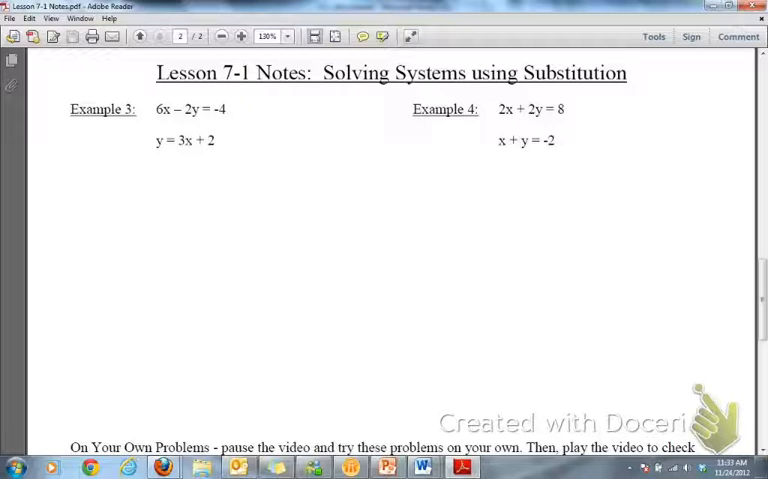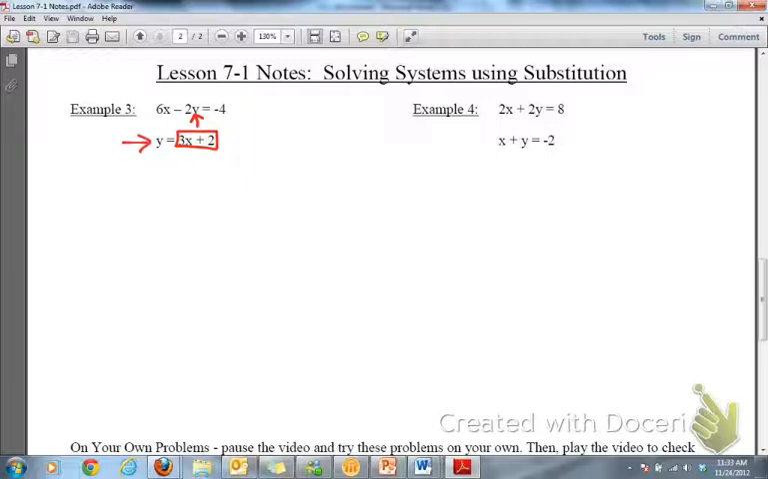Okay, so in example number 3, we have these two equations, 6x minus 2y equals negative 4, and y equals 3x plus 2. Well, that's nice. The second equation has y already by itself. It already tells me what y equals. It says y equals 3x plus 2. So that's nice. That means that I can just put 3x plus 2 into the other equation for y, because that's what y equals.